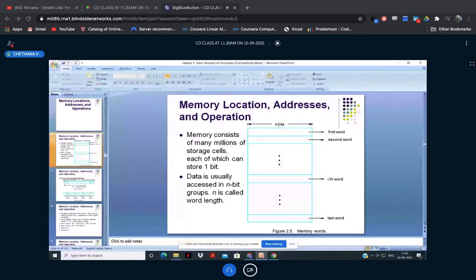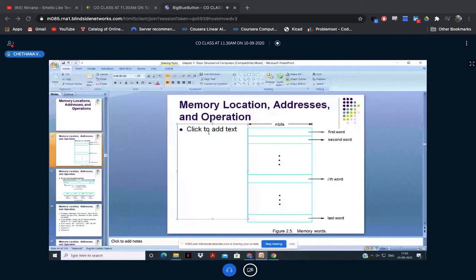If you want, I'll just delete this. Here, for this memory location, I'm going to give the address. So what's the address of this? The address may be 1000. So 1000 is this location's address. I think you are able to see this. This is the first location, 1000.